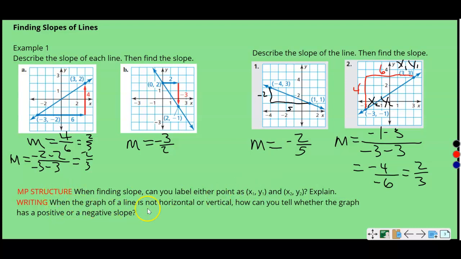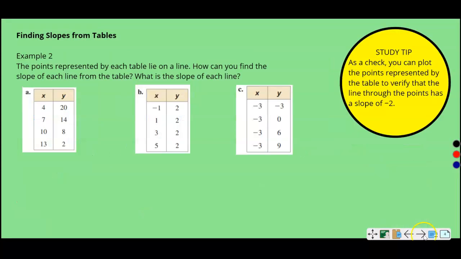All right, writing. When the graph of a line is non-horizontal or vertical, how can you tell whether the graph has a positive or negative slope? All right, so you're always going to look at it from left to right. And if it goes uphill from left to right, it's positive. If it goes downhill from left to right, it is negative.